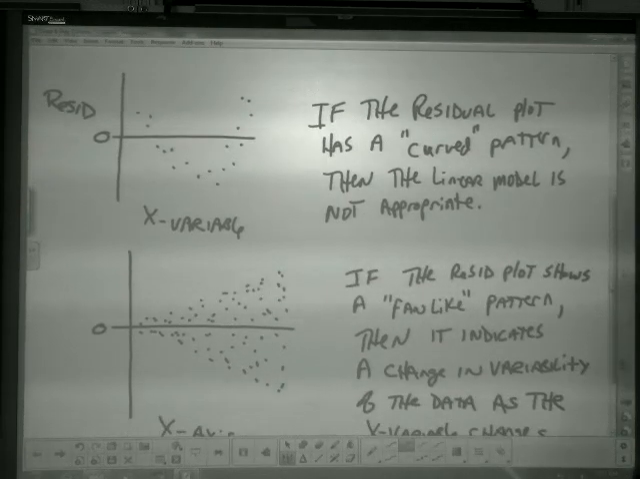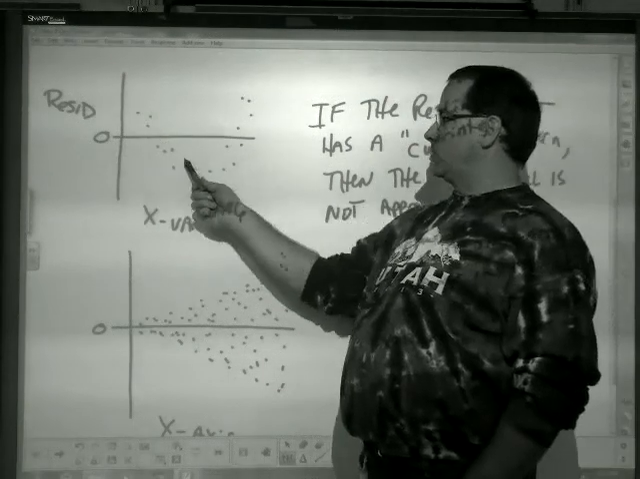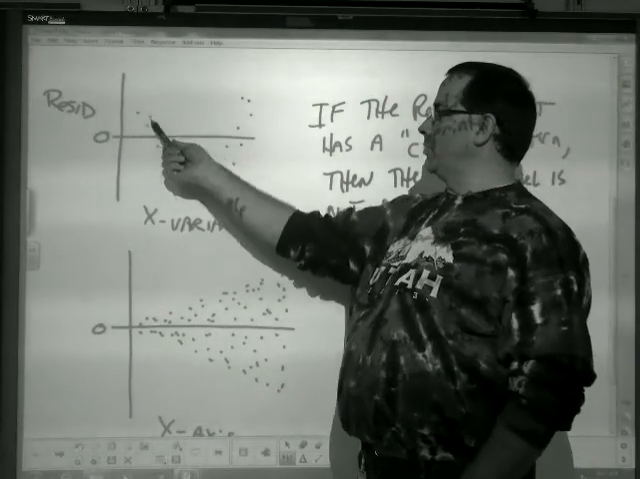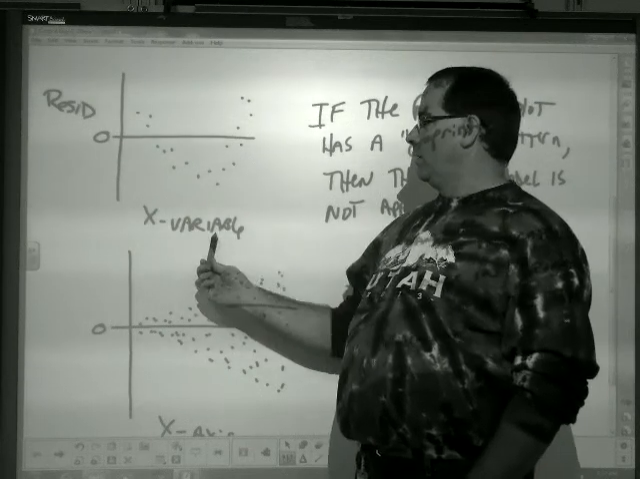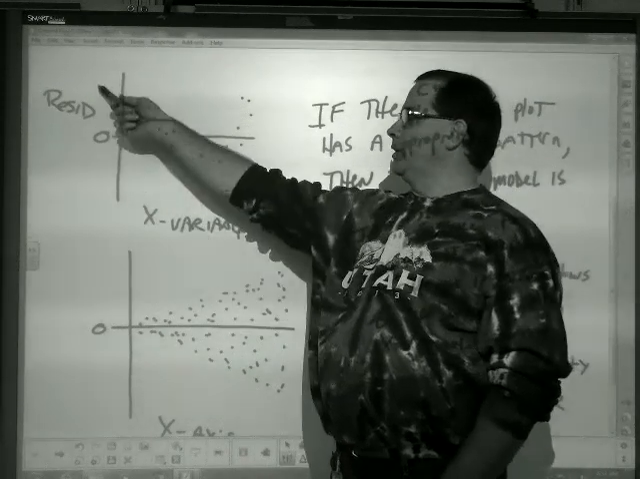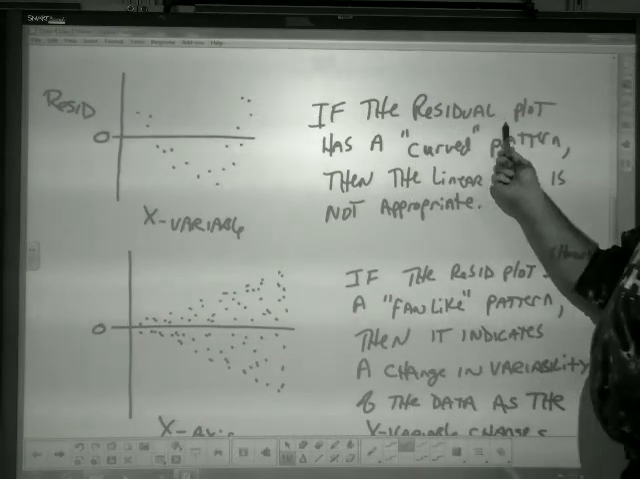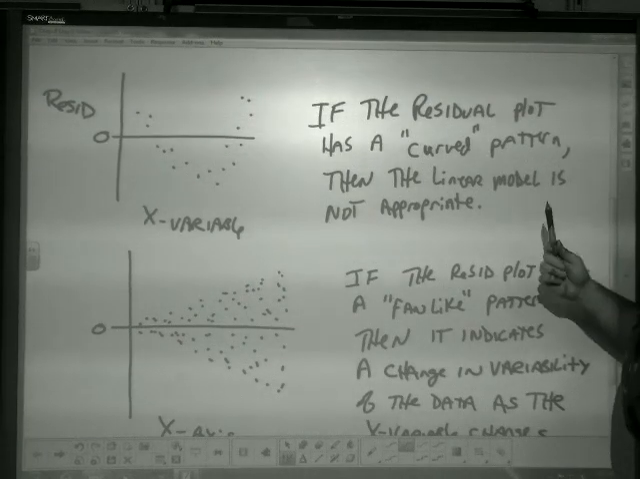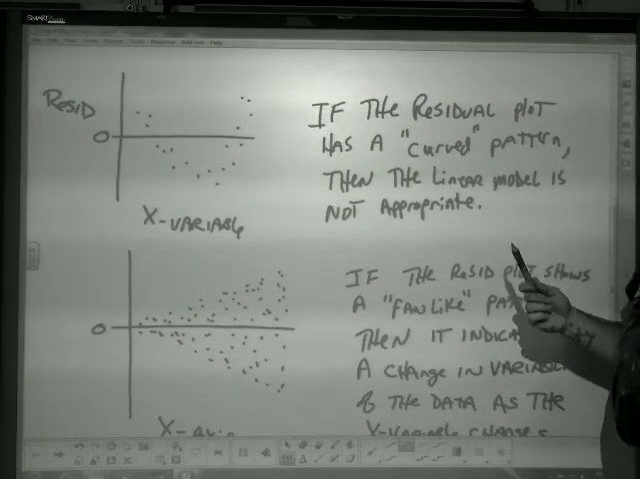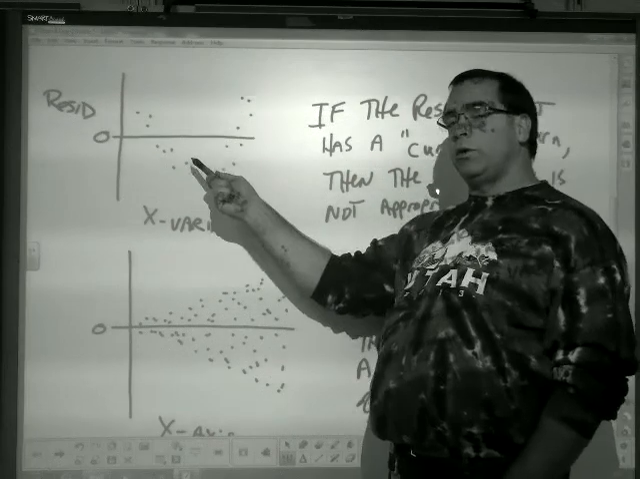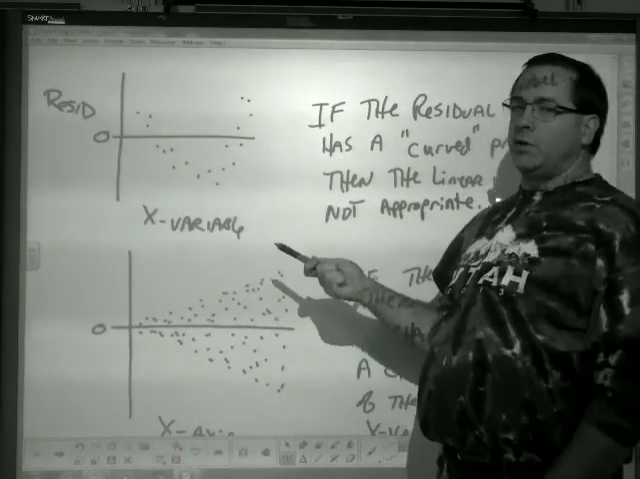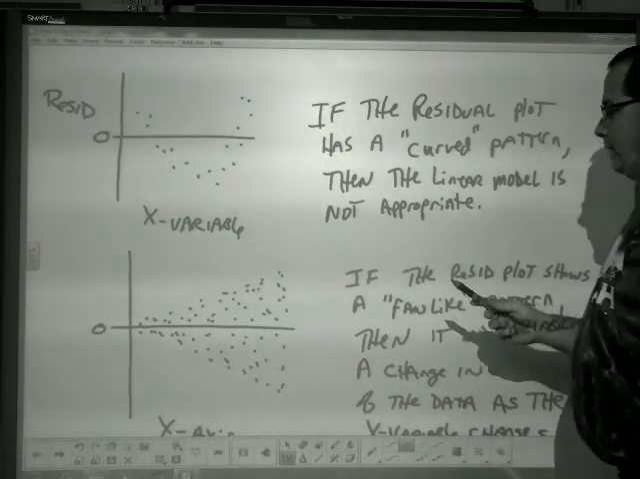Second residual plot. Notice this one has some sort of curved pattern to it, whether it's right side up, upside down, some sort of curved pattern. Again, we're plotting the x variable and the residuals. If the residual plot has a curved pattern, then the linear model is not appropriate. This will not tell us what kind of model is appropriate. It just says, hey, the linear model is not appropriate. All right?